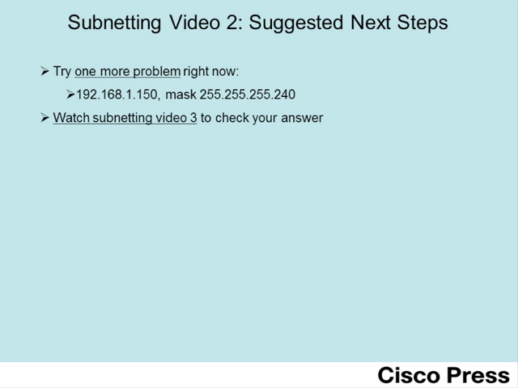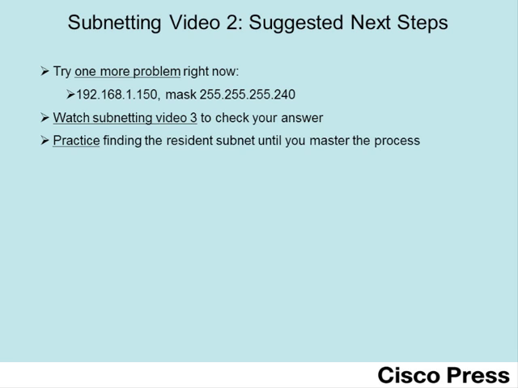So, what next? Well, go ahead and on some scratch paper, try one more problem right now to practice the process. IP address 192.168.1.150 with mask 255.255.255.240. Then you can watch Subnetting video 3 and see that problem worked out with this same process, once again to check the process to see that you're doing it the way we intended.